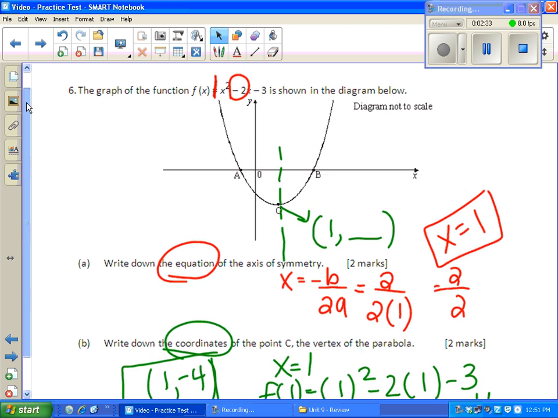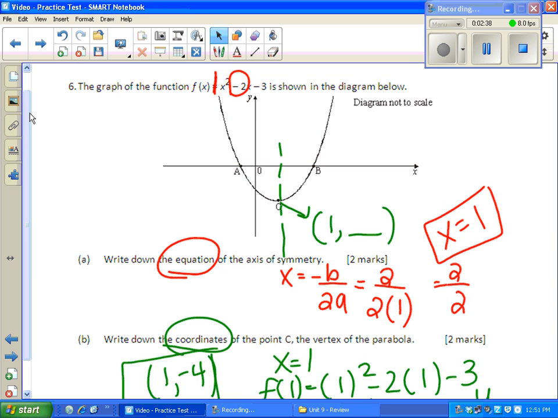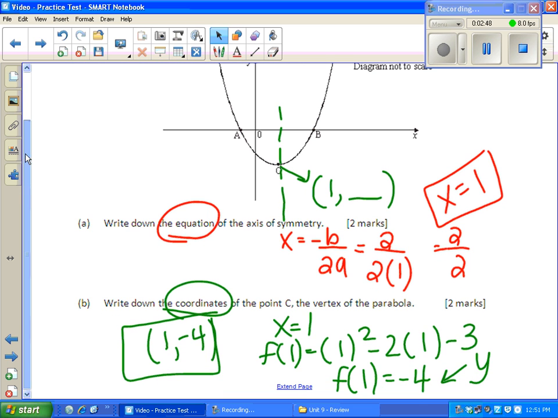Question 6, we have a question where it asks us for the equation of the axis of symmetry. You can just use x equals negative b over 2a. I just looked to the formula for my values for a and b, so I had 2 over 2, which ends up being x equals 1. It's an equation, so make sure you write x equals 1.